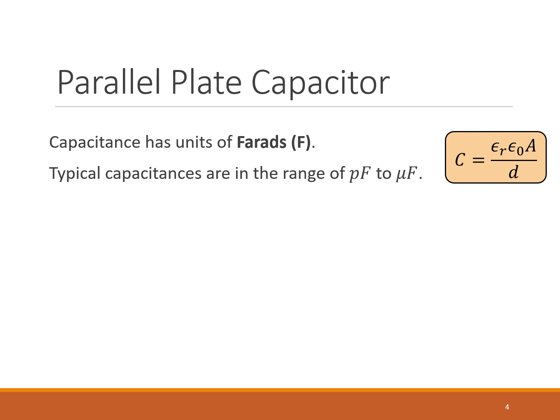If you go back and review your SI units and SI prefixes, pico is 10 to the minus 12th. Micro is 10 to the minus 6. Now, of course, we can have smaller or larger, but typically that's what we'll see.